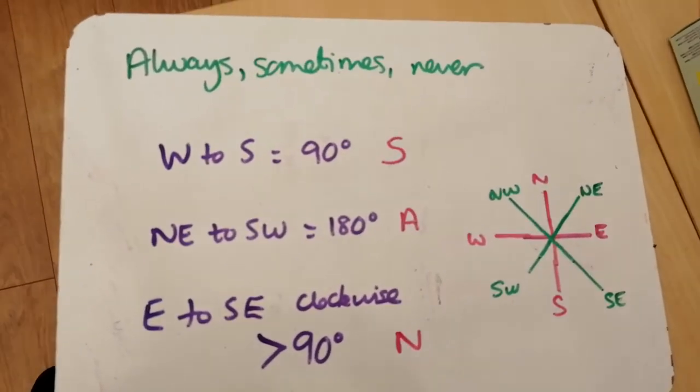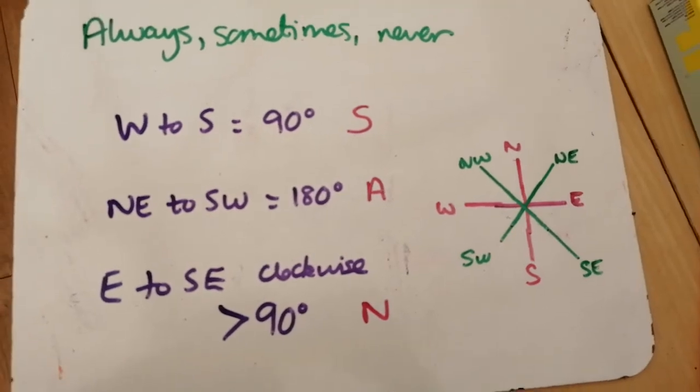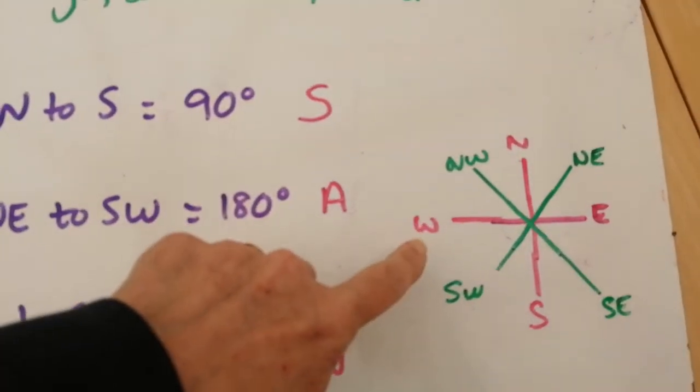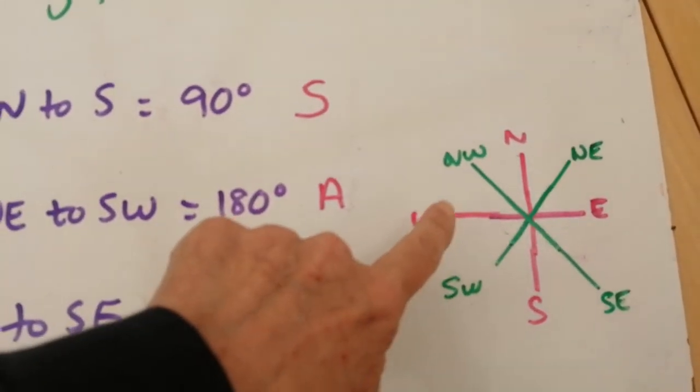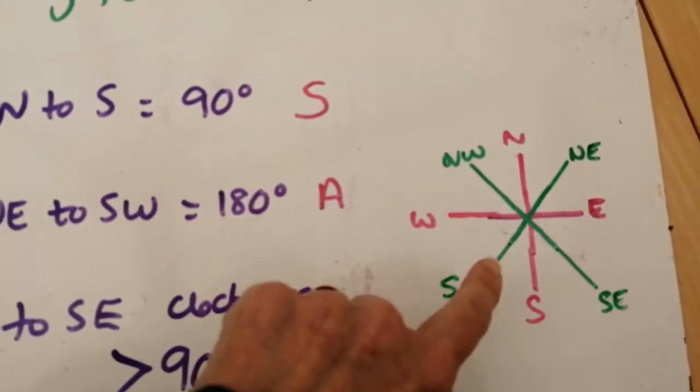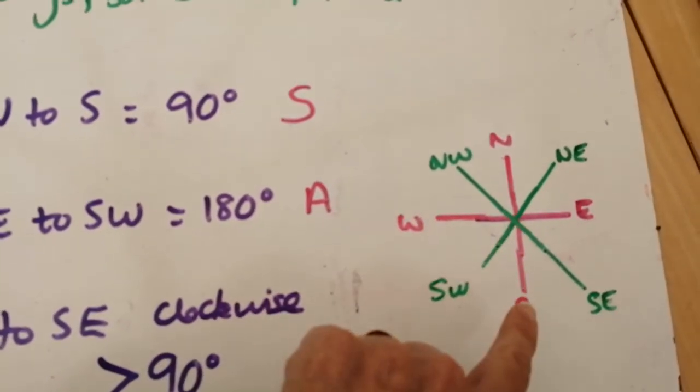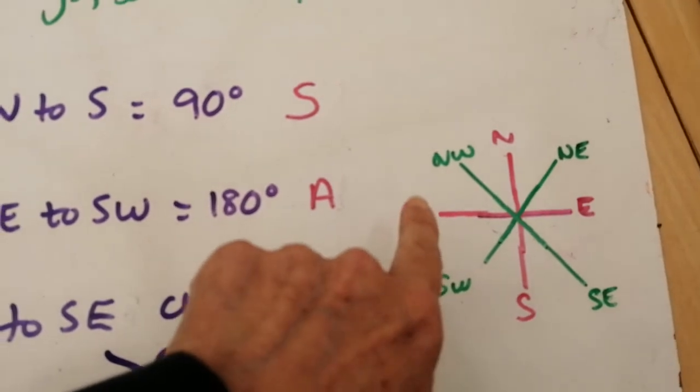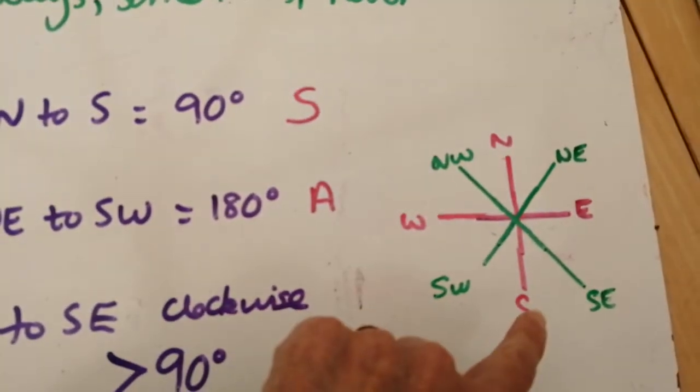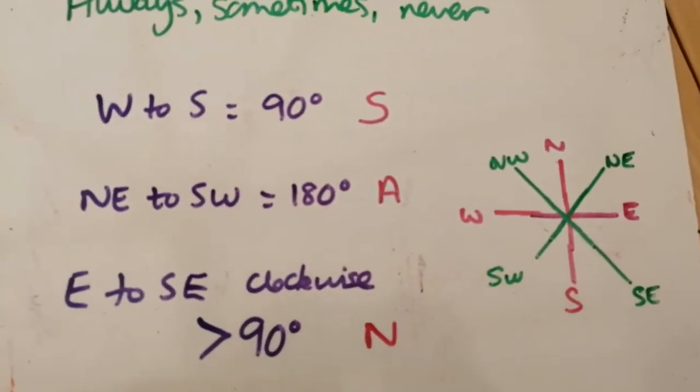So from west to south equals 90 degrees. Let's have a look. There's west, there's south. So actually if you're going anti-clockwise, yes, that would be a 90-degree turn. But you could also go clockwise when it wouldn't be, so that makes that a sometimes.